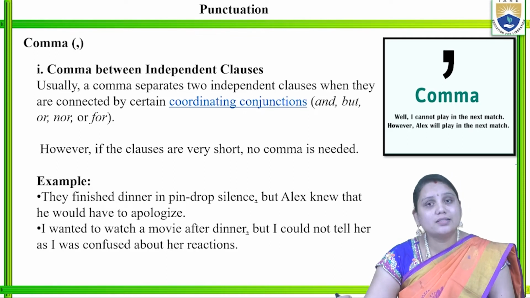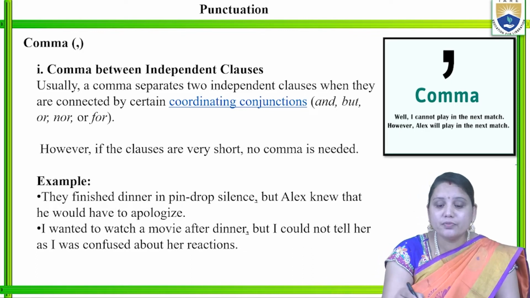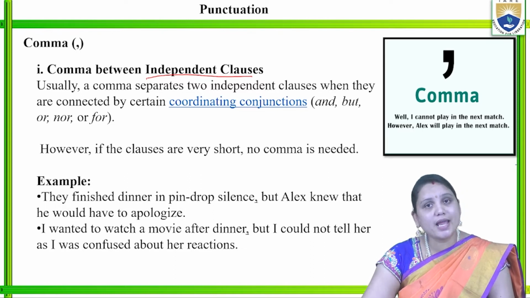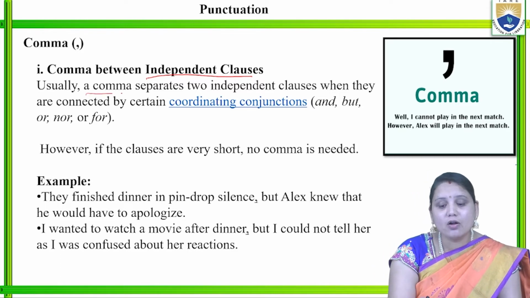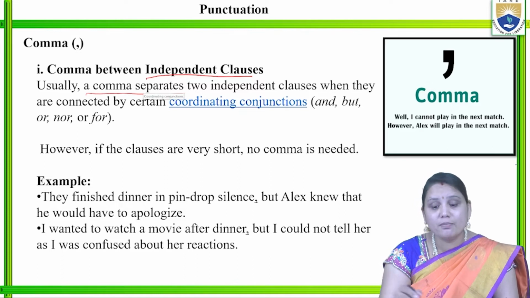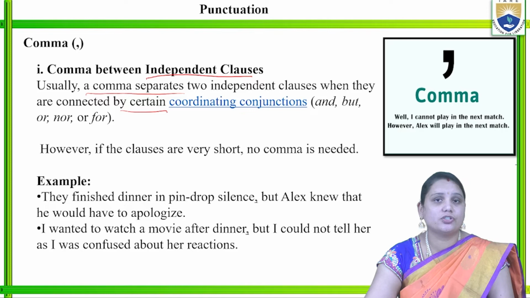Now, what are the areas in which you are going to use comma? Here, you are going to use comma between two independent clauses. What is a clause? A clause is equipped with both subject and object, and can stand on its own. It can stand independently in a sentence. Now, usually a comma separates two independent clauses when they are connected by certain coordinating conjunctions.